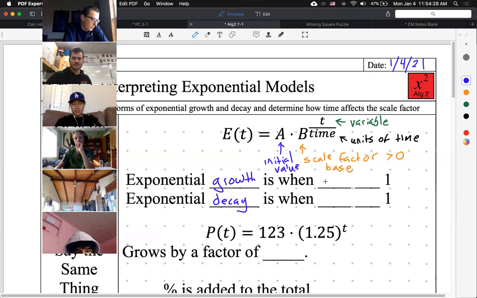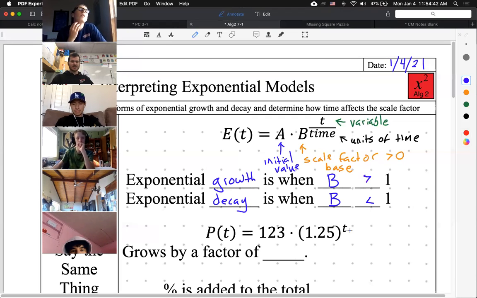When would time be greater than 1? So time is the thing that modulates the scale factor. Exactly, yeah. So the scale factor is the most important. When the scale factor is greater than 1, yep, and less than 1, then that one's gonna be less than 1, exactly.